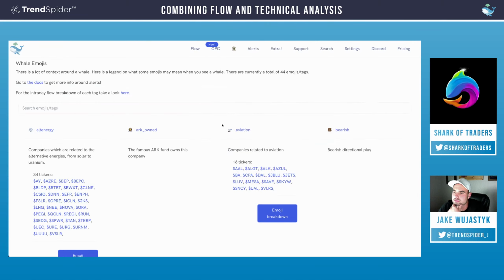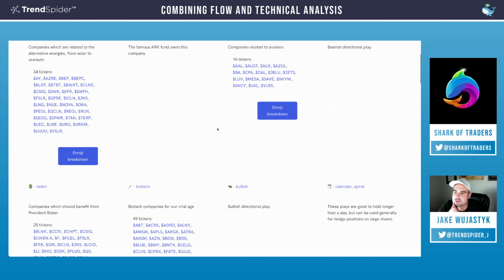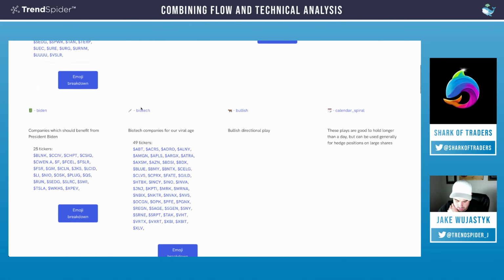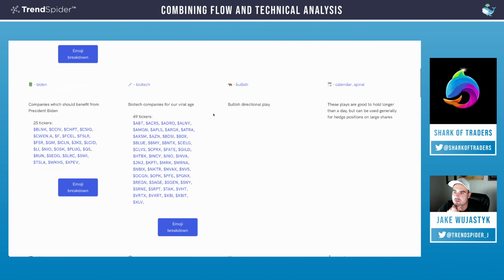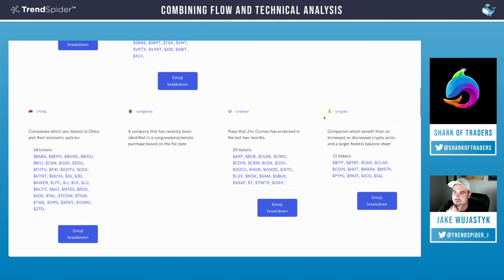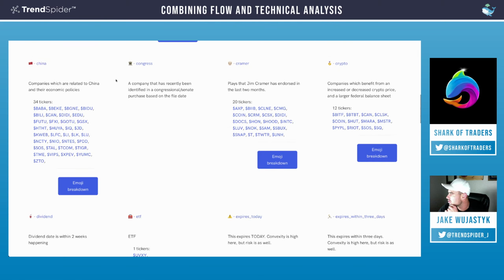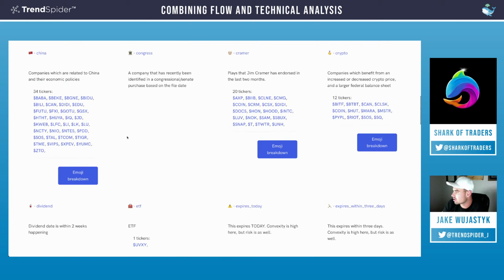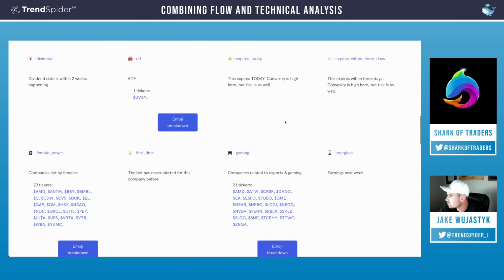What's really cool within the emoji legend is that they break things down by certain sectors too. Say you just like to play crypto, they'll give you crypto alerts. If you like to maybe go against what Kramer says, here's a bunch of stuff that Kramer's talked about, right? If you want to see what's going on with a lot of China alerts, here we go. It's absolutely amazing. And actually, this is one that we'll even talk about. But anyways, I hope everyone gets into this.